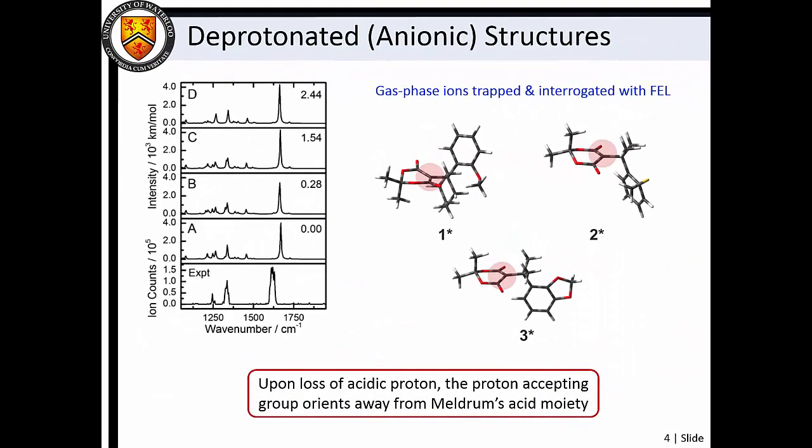The effect of deprotonation was studied using infrared multiple photon dissociation of the isolated anions. Vibrational spectra show that the deprotonated Meldrum's acids reorient such that the proton-accepting substituents move away from the Meldrum's acid moiety. This shows that the acidic hydrogen helps stabilize the compact structures of the neutral species.